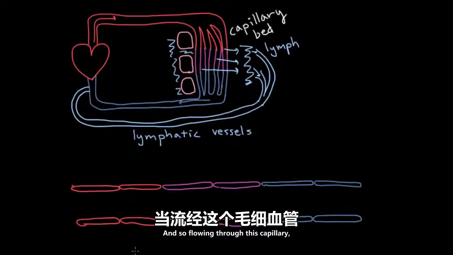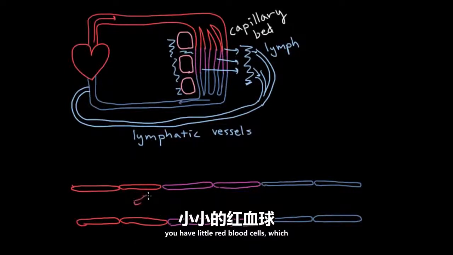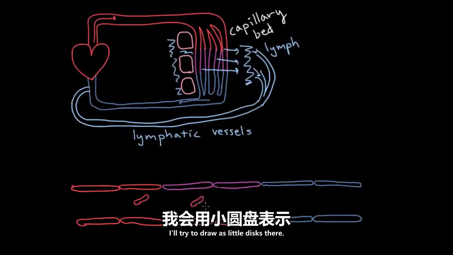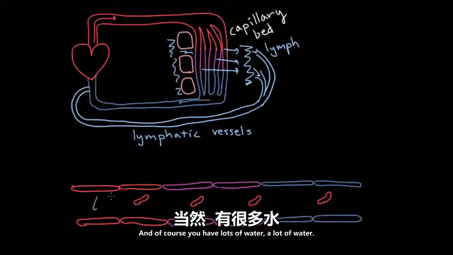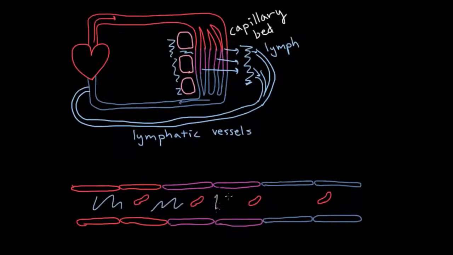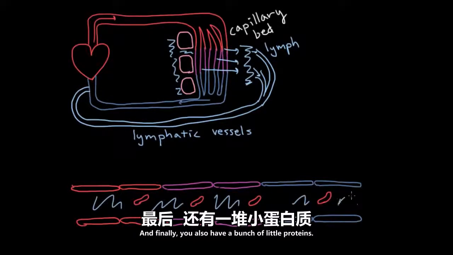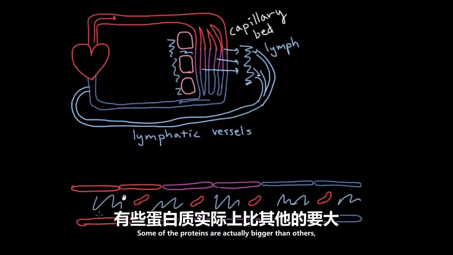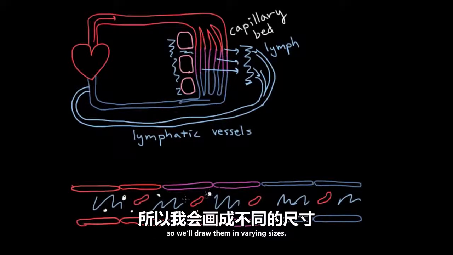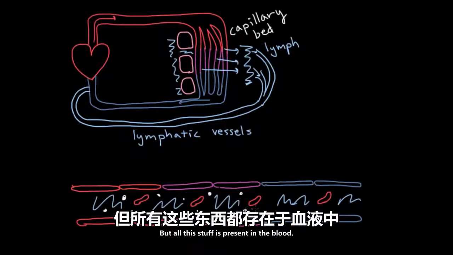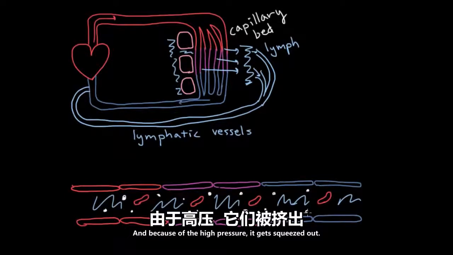And so flowing through this capillary, you have little red blood cells, which I'll try to draw as little discs there. You have little red blood cells, and of course you have lots of water, a lot of water, and finally you also have a bunch of little proteins. Some of the proteins are actually bigger than others, so we'll draw them in varying sizes. But all this stuff is present in the blood, and because of the high pressure, it gets squeezed out.